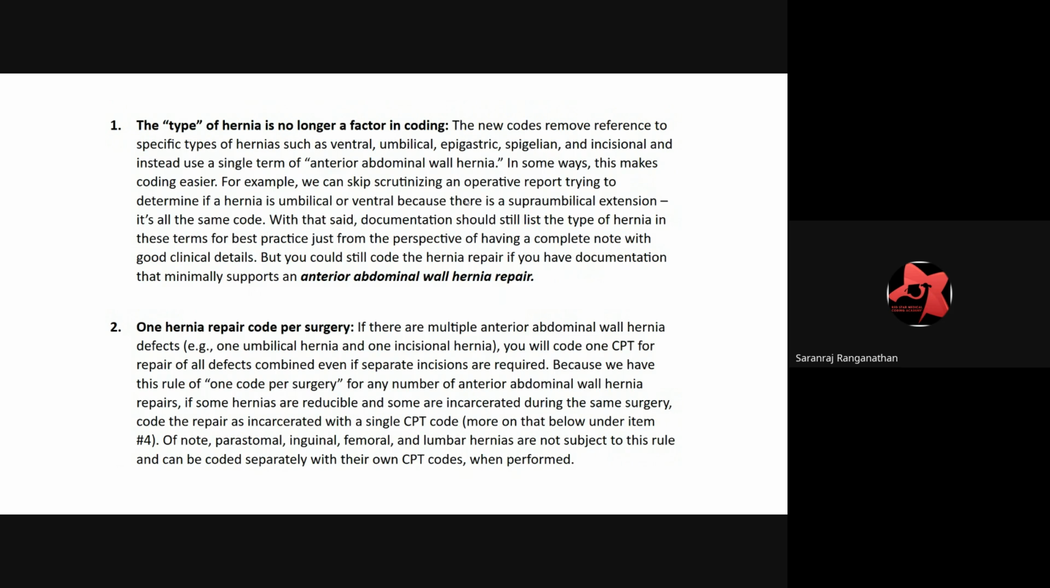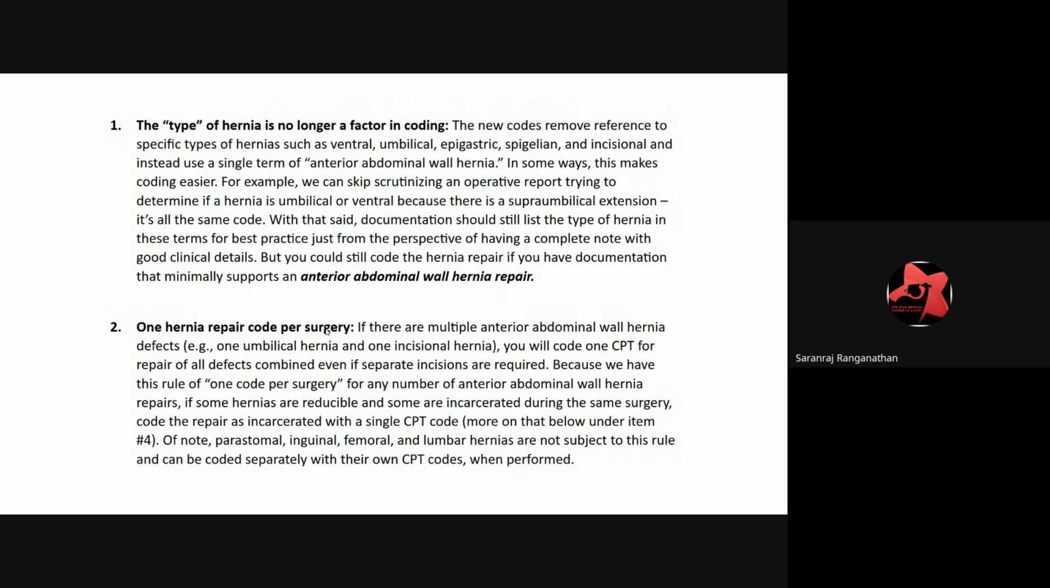With that said, documentation should still list the type of the hernia in these terms for best practice, just from the perspective of having a complete note with good clinical details. But you could still code the hernia repair if the documentation minimally supports the anterior abdominal wall hernia repair.